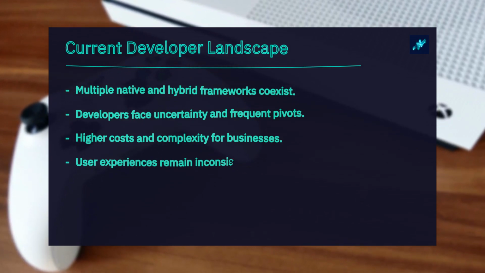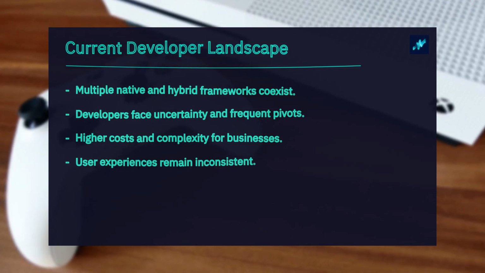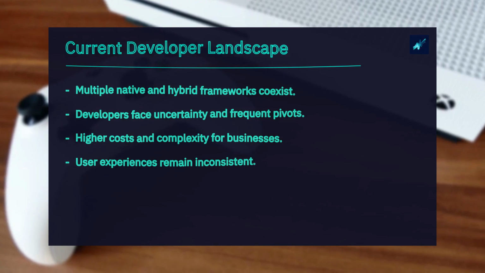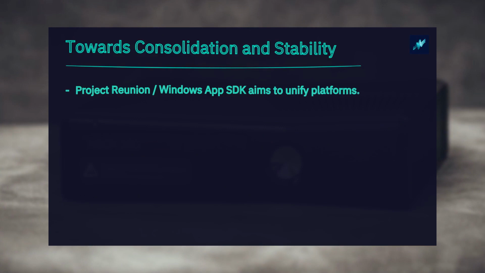Today, the landscape is a jumble: multiple native frameworks dating back decades, various web and hybrid approaches, and third-party tools filling the gap. Developers face a bewildering array of choices, languages, and rendering paradigms, making it hard to pick a clear path forward. This disarray reflects not a lack of good technology, but decades of organizational missteps and shifting priorities.